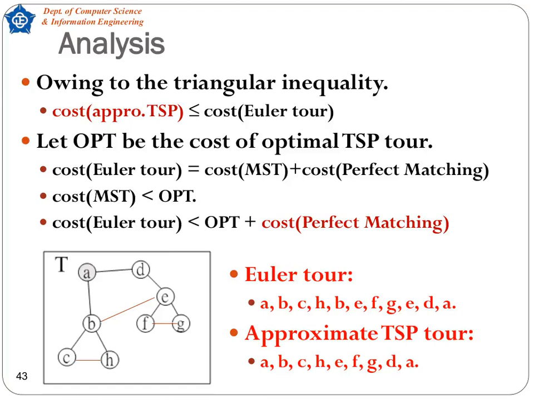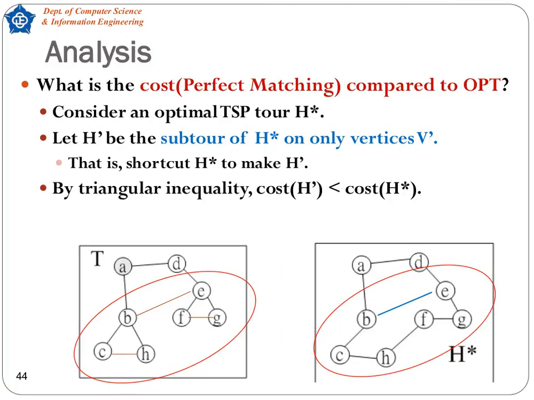In the example at bottom left, the black edges show the MST and the red edges indicate the matching we added. The raw Euler tour visits every edge in this order: A, B, C, H, B, E, F, G, E, D, A. And by skipping repeated visits, we arrive at our approximate TSP route: A, B, C, H, E, F, G, D, A. Next, what's the cost of our perfect matching compared to the true optimum?